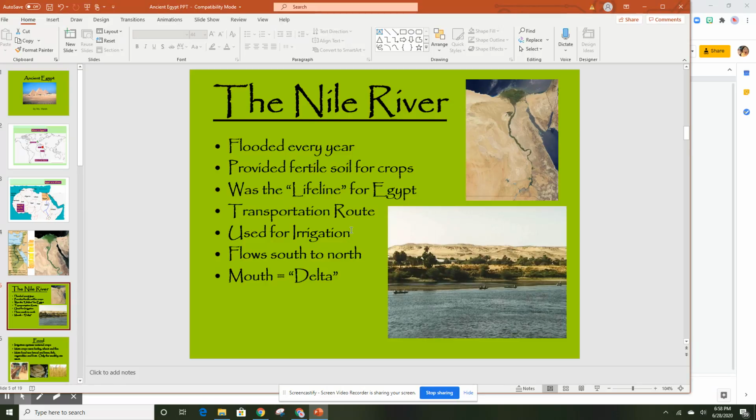It was used for irrigation. Remember, in Mesopotamia, they also invented a system of irrigation to bring water to their crops, and that's what allowed for the agricultural revolution, where they could stop roaming from place to place to find food and instead stay in one area and irrigate their crops, raise their crops for food, and raise animals for food. The Nile River flows south to north, and the mouth is called a delta.